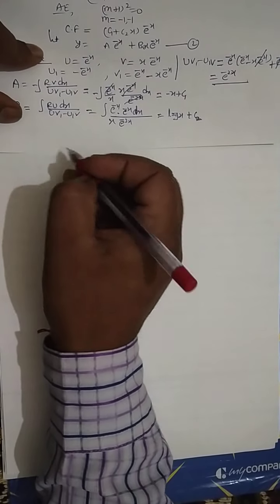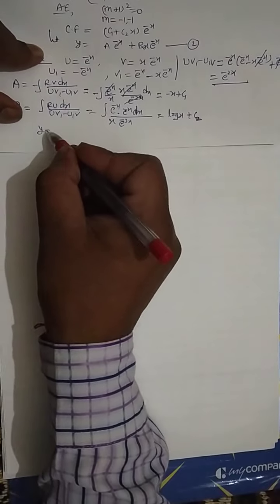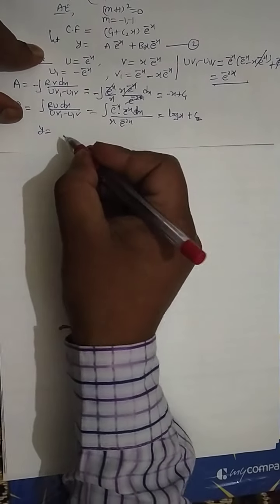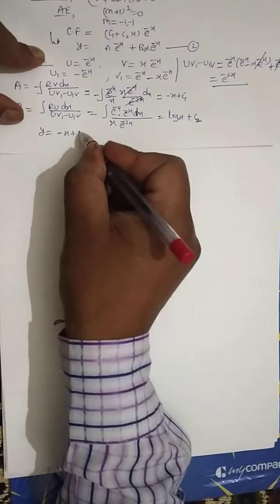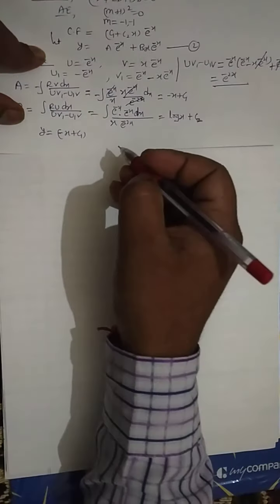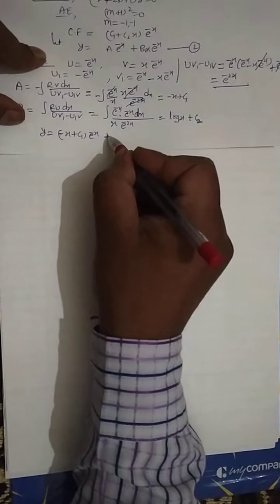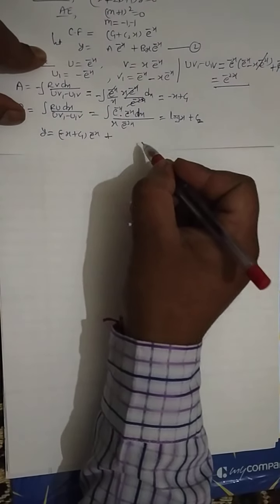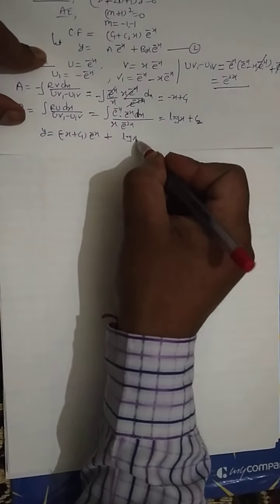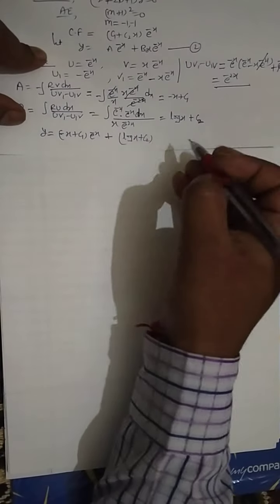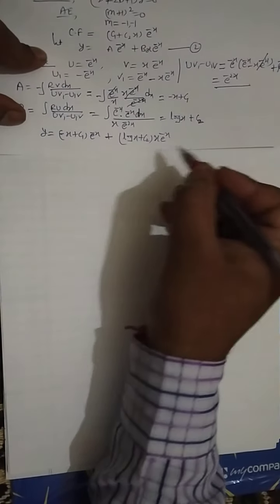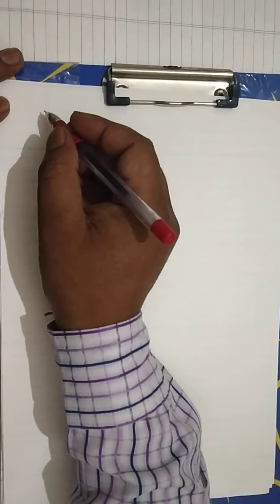That is, from equation number 2, y is equal to (minus x plus c1) e to the power minus x plus (log x plus c2) x e to the power minus x, which is a complete solution.